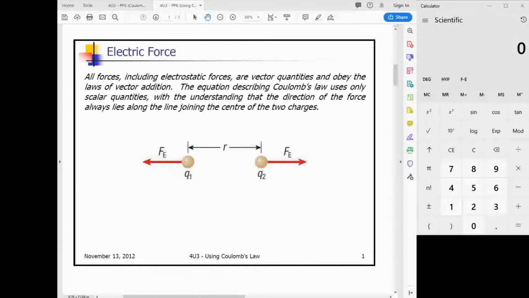So the equation describing Coulomb's law uses only scalar quantities with the understanding that the direction of the force always lies along the line joining the center of the 2 charges. So these are vector addition problems, but we always have to consider the direction based on whether these charges are opposite or the same to determine where that force will act. Is it going to the left, to the right, up, or down?